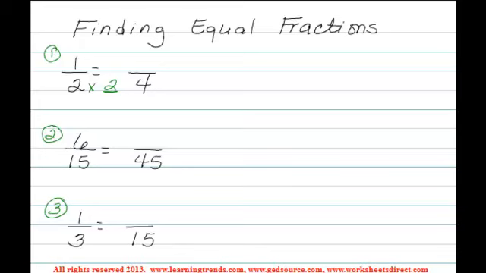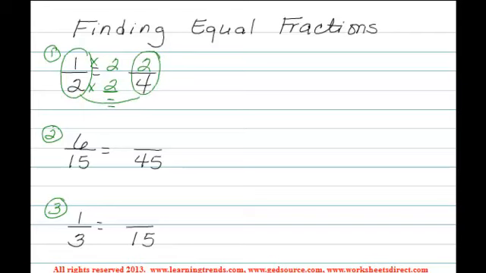So in our first example, if we multiplied our denominator by 2, we learned that we have to multiply our numerator by 2 as well. And so we have 1 times 2, which is 2. So we learned that 1/2 is equal to 2/4.